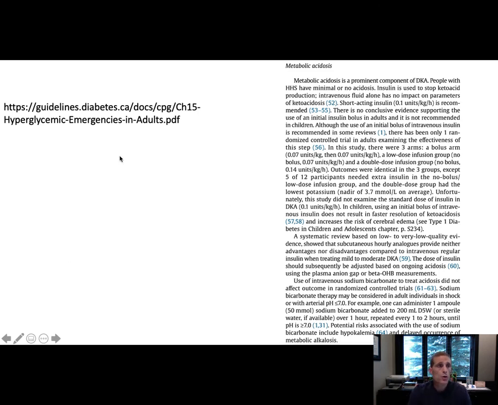Diabetes Canada is a great resource. There's tons of good information online, including information around hyperglycemic emergencies and specifically DKA. And this is a screenshot from those recommendations. You can see the last paragraph. Use of intravenous sodium bicarbonate to treat acidosis did not affect outcome in randomized controlled trials. Sodium bicarb therapy may be considered in adult individuals in shock or with arterial pH less than 7. They give you a little recipe of how you can give bicarb in that situation, but again, may be considered is the language. Potential risks associated with the use of sodium bicarb include hypokalemia and delayed occurrence of metabolic alkalosis. So again, there's no recommendation to give it, may be considered.